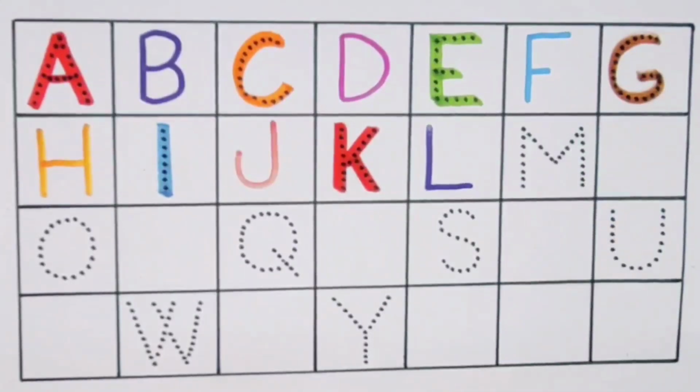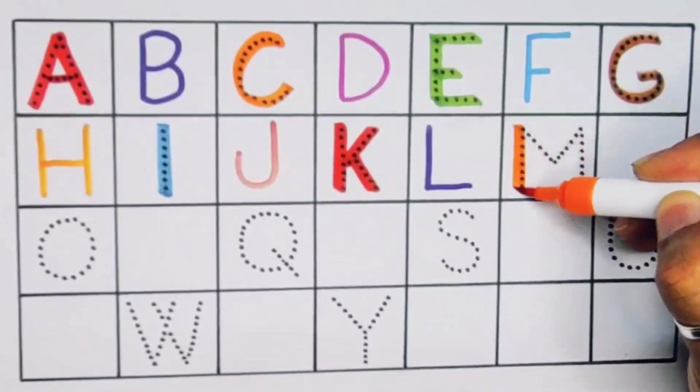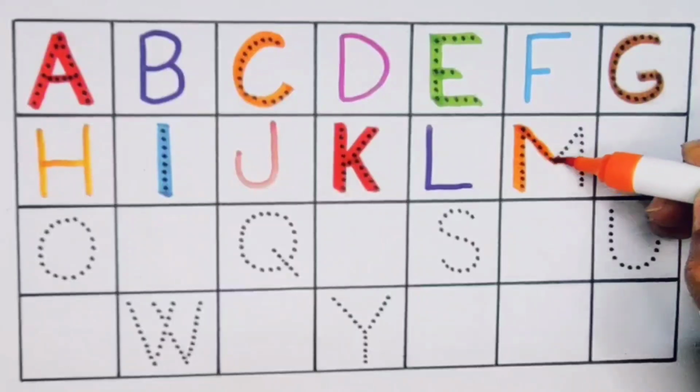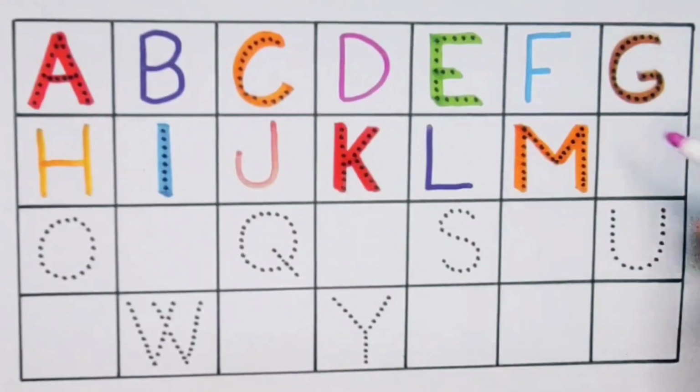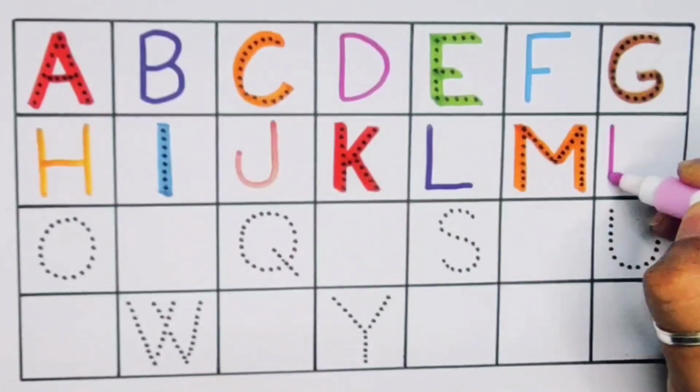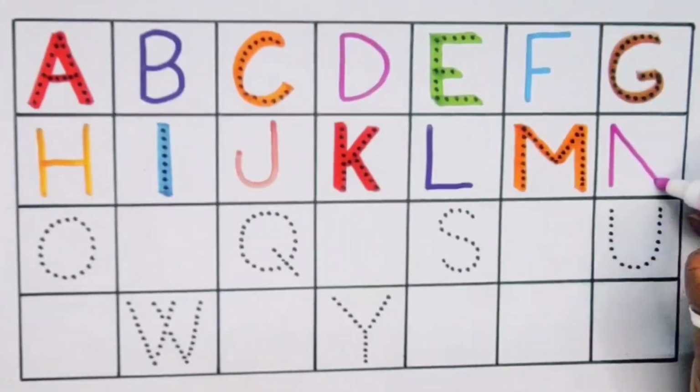Next M. M for moon. Next kids N. N for nest.